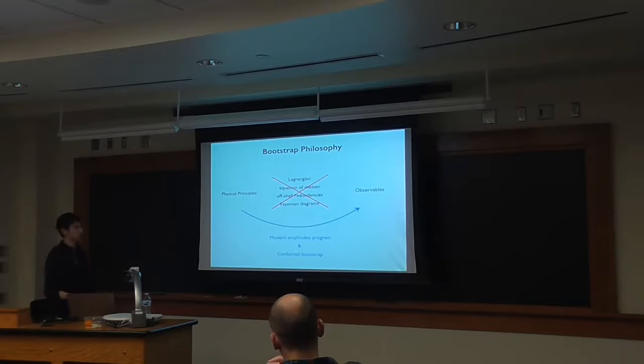So for the purpose of computing these observables directly, it's much more efficient to start directly from the physical principles and then try to exploit the structure to determine these observables directly, bypassing these intermediate steps. Of course, this has been the heart of the modern scattering amplitude program as well as the conformal bootstrap. So we would like to use a similar logic to compute these cosmological correlation functions.